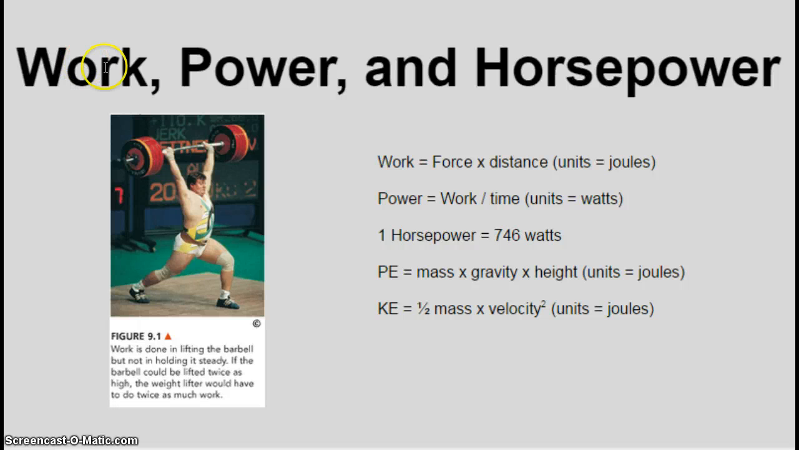Alright, we've been studying work, power, and horsepower. Today we're going to talk through what it means to do work as we apply a force times a distance. Notice the units are in joules. We're going to be able to solve for power, where we determine work divided by time, and units for power are in watts. And we need to know that 1 horsepower equals 746 watts, because we're going to be converting our values into horsepower. So we're going to find out how much horsepower we have.